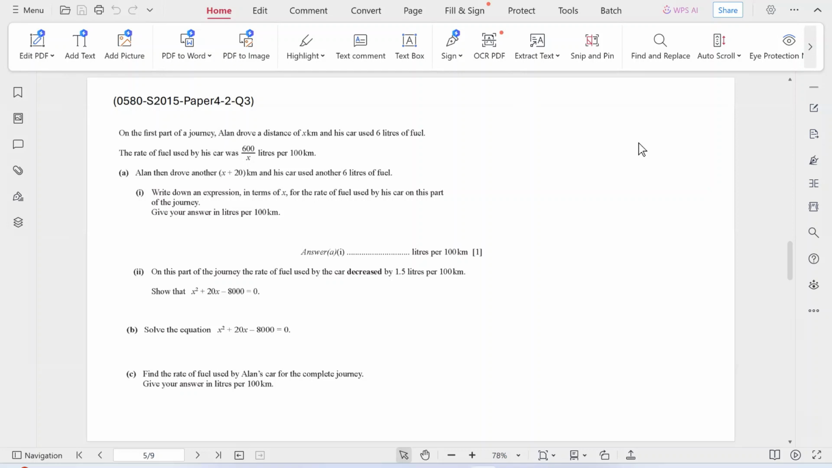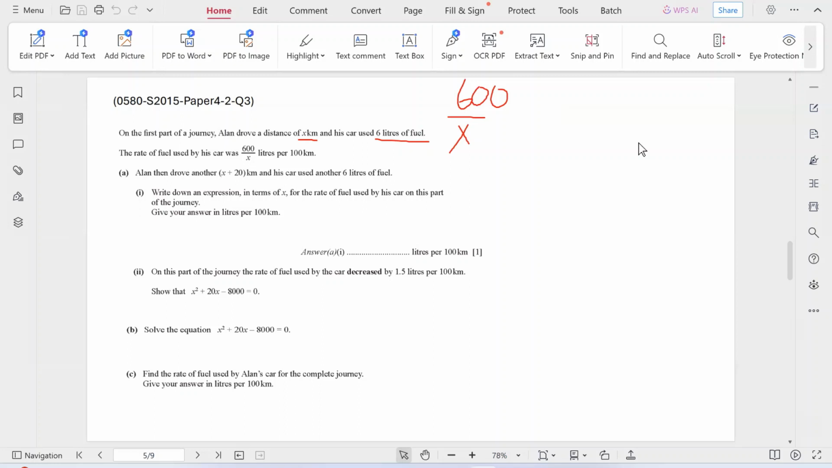It's basically the total amount of fuel used over the distance traveled. So in the first part, it should have been how much? It should have been 6 over x. This is the rate of fuel used per 1 kilometer, but they wanted to express it in terms of 100 kilometers. So the simple adjustment here is just to multiply the answer by 100, which is what they did. So this is the rate of fuel used for the first part of the journey per 100 kilometers.